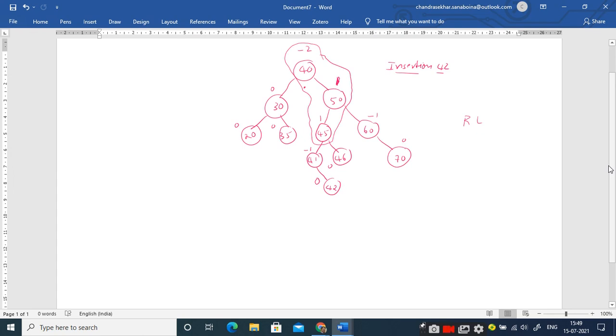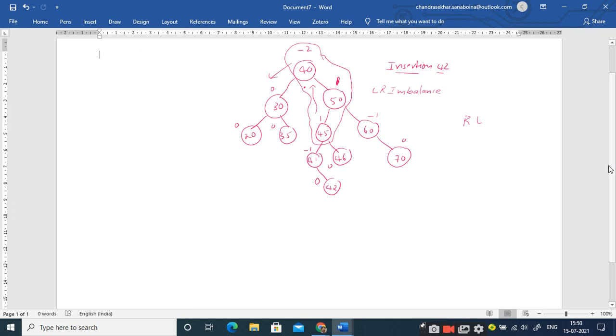So what is the type of imbalance I have? LR imbalance. What is the solution I should give? LR rotation. So this is very tough, right? But if we apply the formula, you can simply do it. If I apply the formula, I should push this 45 in this direction and 40 to be pulled in the downward direction, and 50 remains as it is.